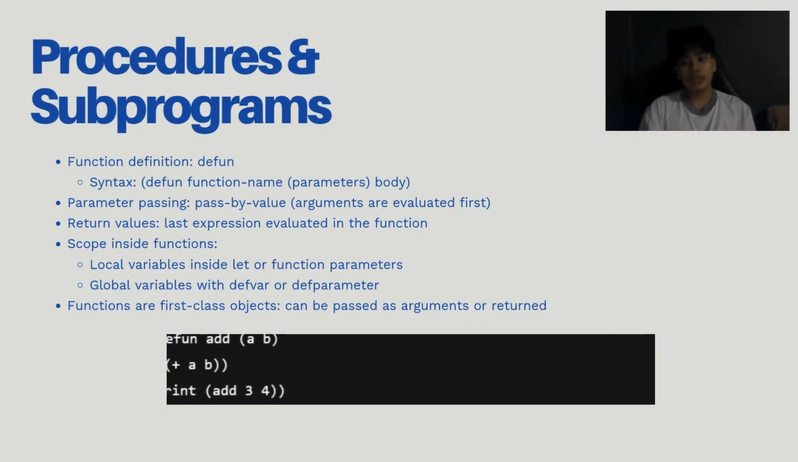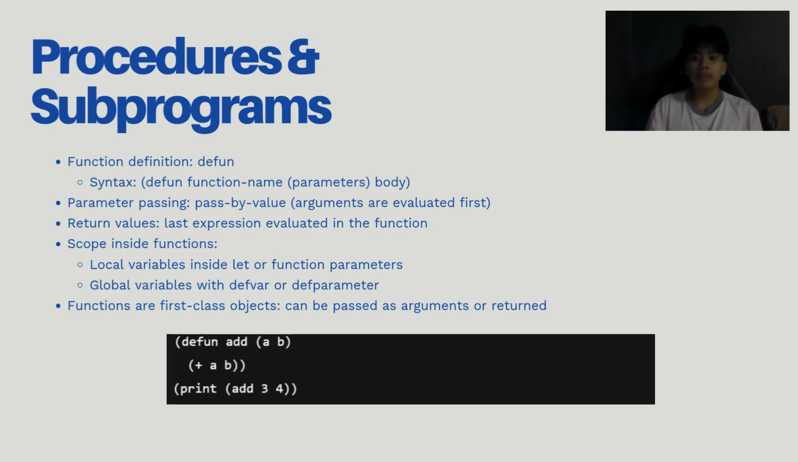Next, we'll cover procedures and subprograms in Lisp. These are implemented as functions using defun. Arguments are passed by value, and the return value is the last expression evaluated. Variables inside functions have local scope, while global variables declared with defvar or defparameter can be accessed anywhere. Functions in Lisp are first class, meaning they can be passed as arguments or returned by other functions.